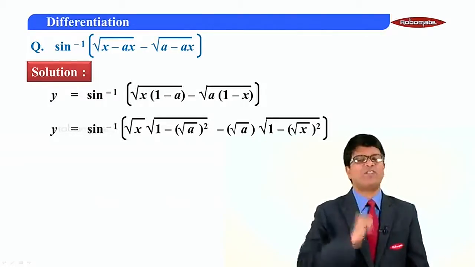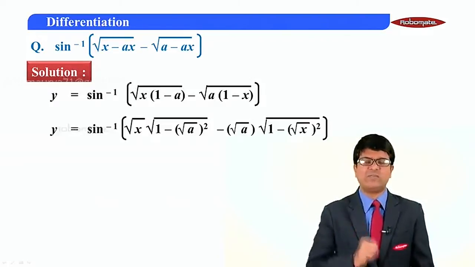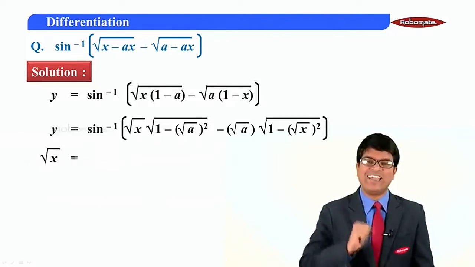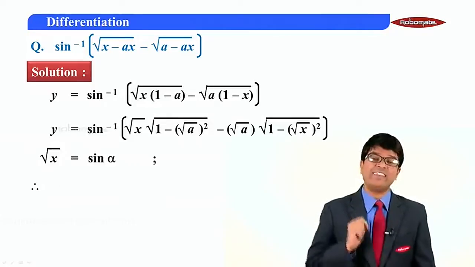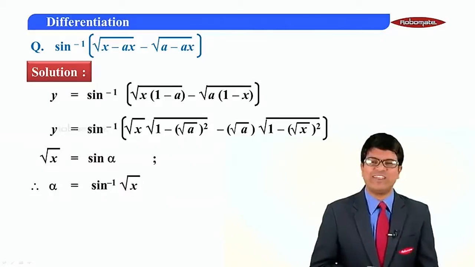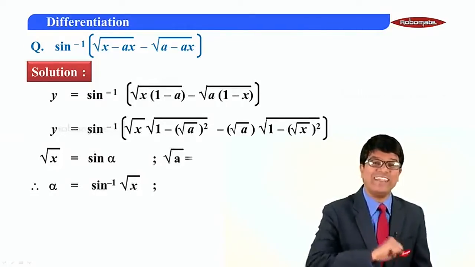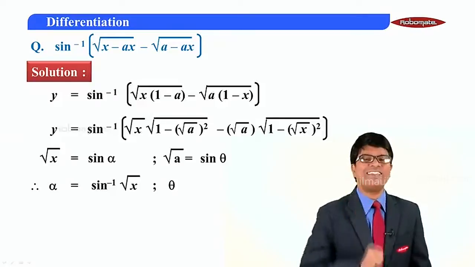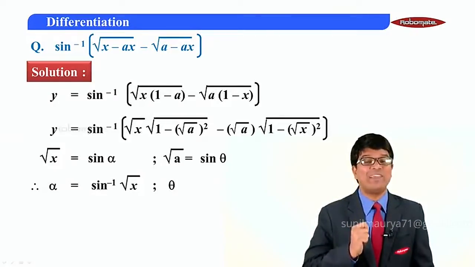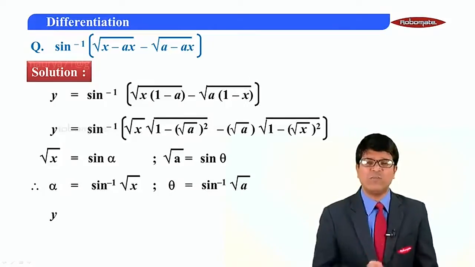It is an example of double substitution, my friends. The inverse is sine inverse, so I'll substitute root x as sine alpha. If root x is sine alpha, alpha will be sine inverse of root x. I'll substitute root a as sine theta. If root a is sine theta, theta will be sine inverse of root a. So how will the substitution be now?